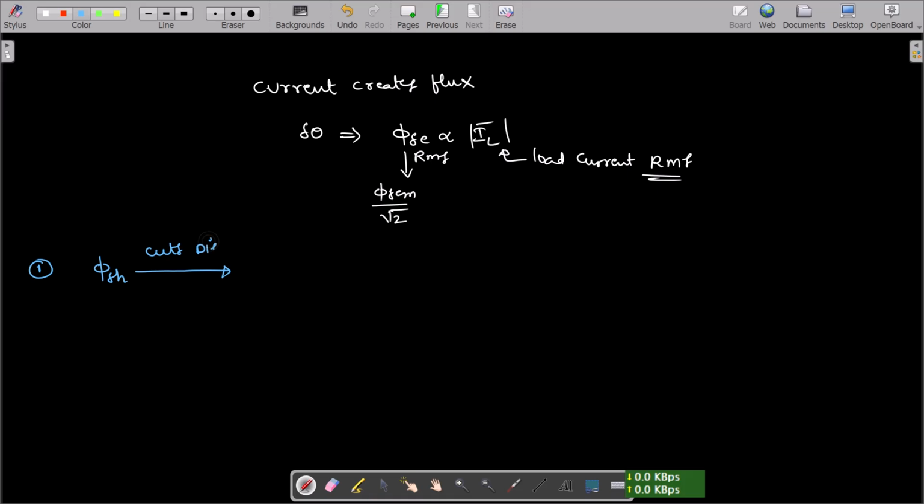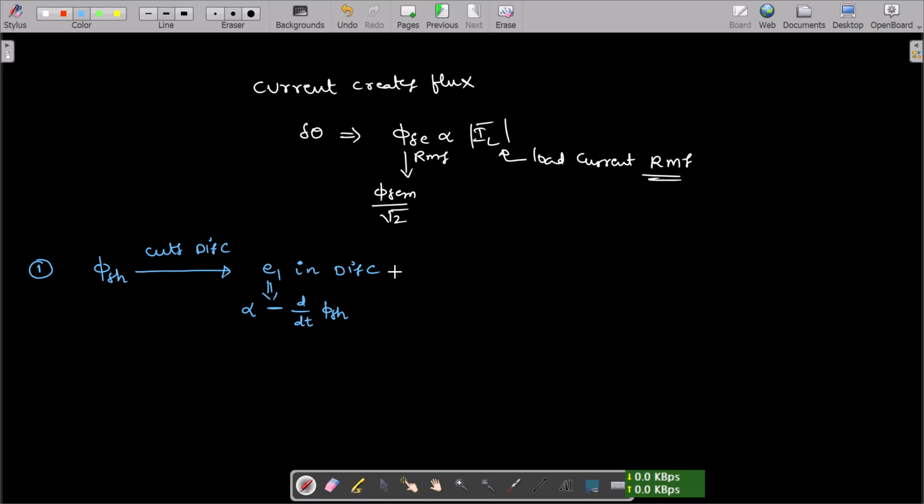The flux cuts the disc, and then E1 is induced in the disc. So EMF E1 is induced in the disc. Because why? Because of Faraday's laws of electromagnetic induction. This is a time varying flux. So this E1 will be proportional to minus d by dt of phi SH. Okay, this is the E1 in disc.